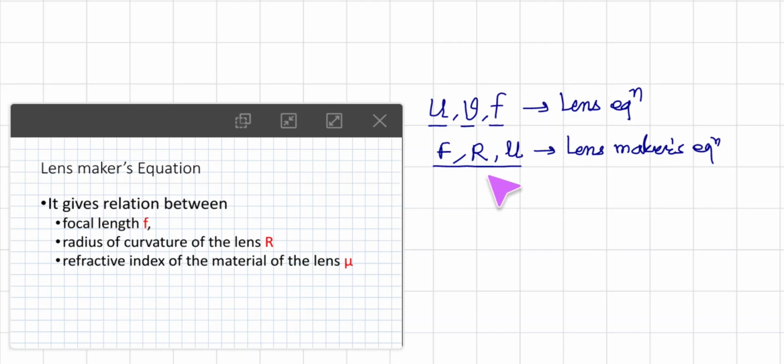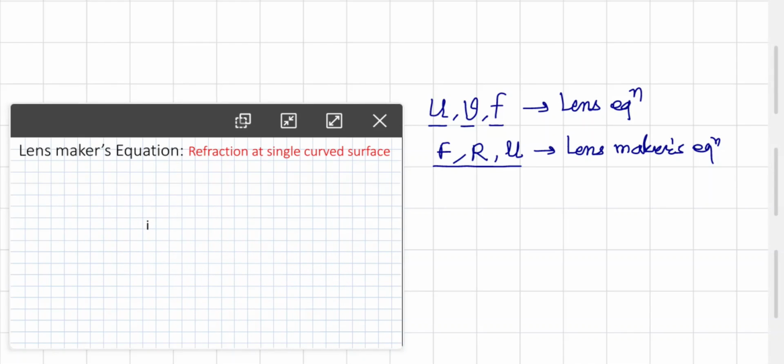So here it is, r is the radius of curvature and mu is the refractive index of the material of the lens. Now see, the lens maker equation. To understand the concept and get the relation, we first need to understand the refraction at a single curved surface. Friends, we know what refraction is, which we already saw.